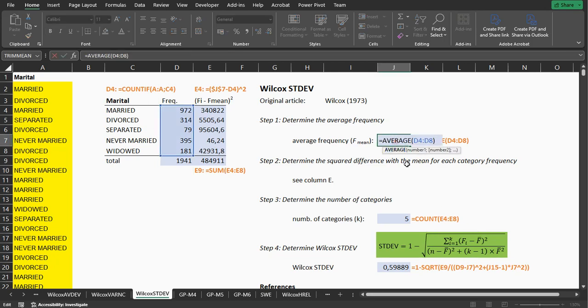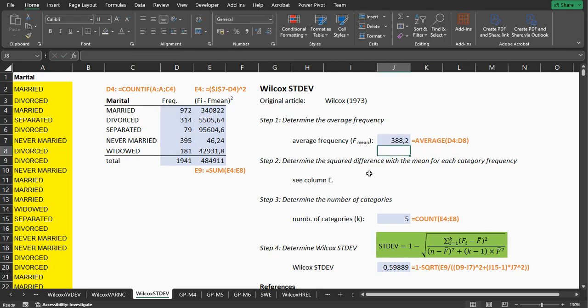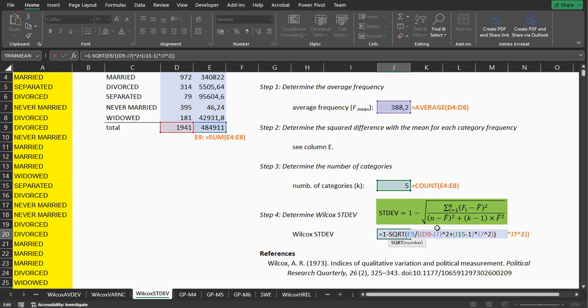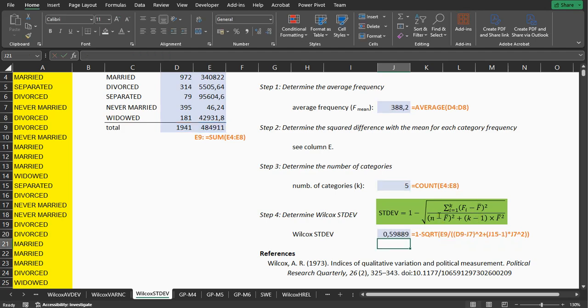There's also the standard deviation, which in essence is taking the square root. So again, we start by calculating the average. We do exactly the same as with the previous one, determine the number of categories, and then just fill out the formula in the same way with all the values we've obtained, and we get our result.